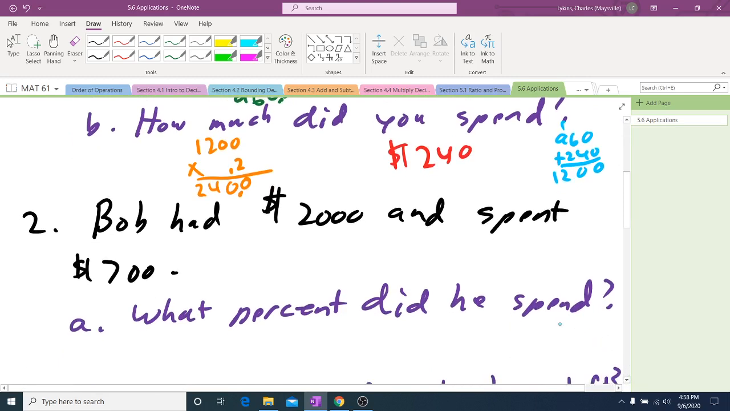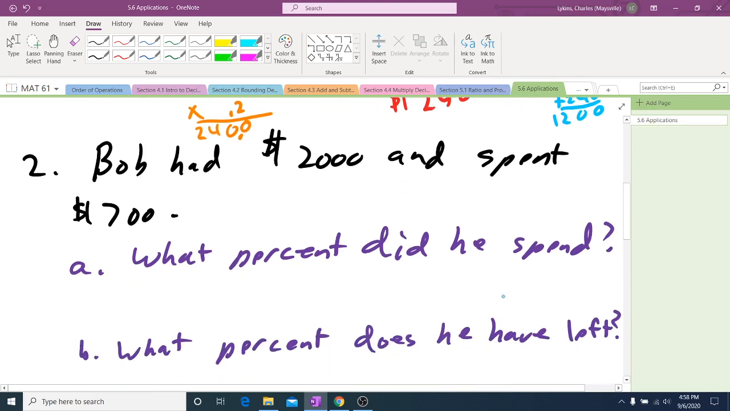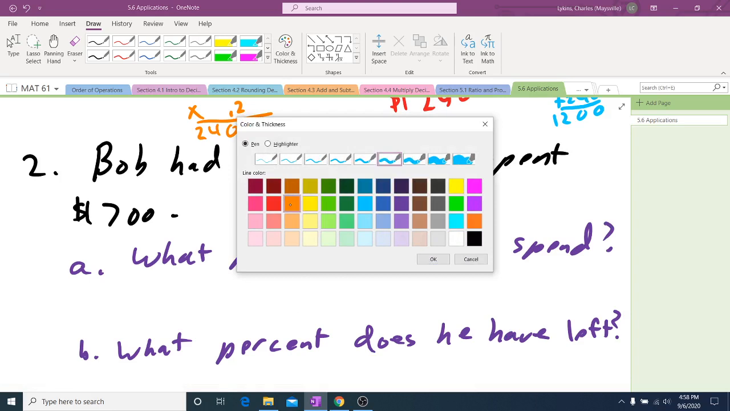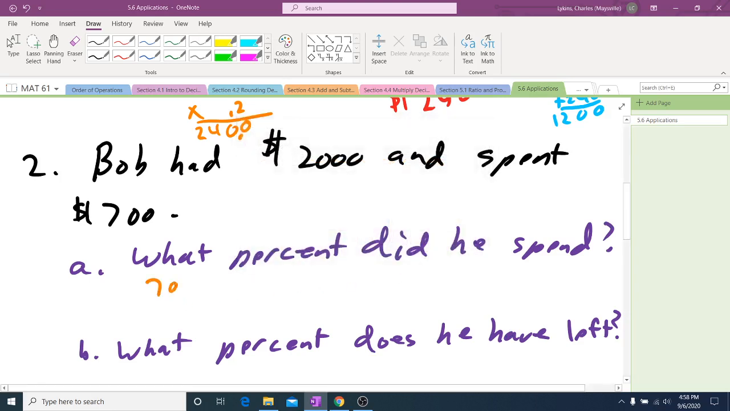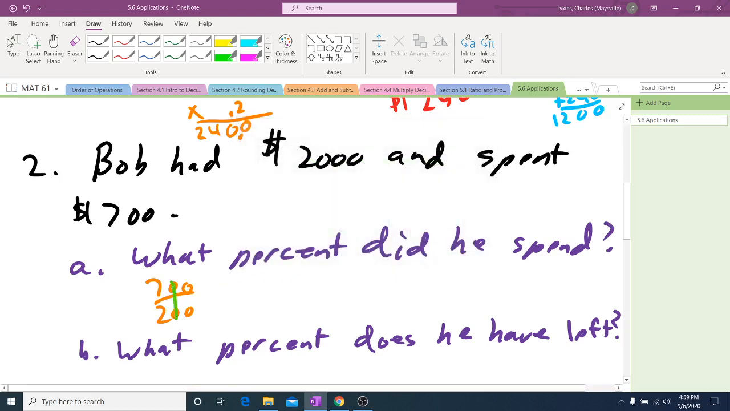Okay, Bob had $2,000 and spent $700. What percent did he spend? What percent does he have left? Well, if he spent 700, we put this as a ratio out of 2,000. You can divide this by 100, or I'm just going to cross the zeros, and what is left is 7 over 20.